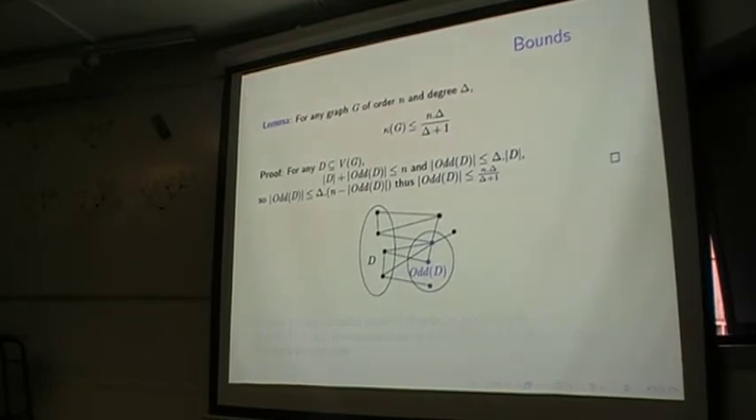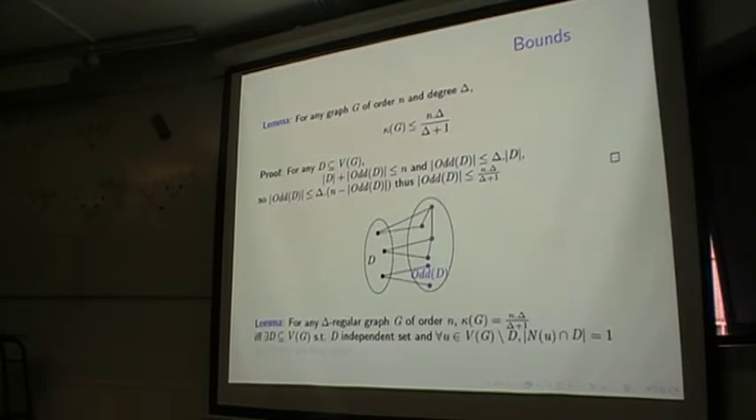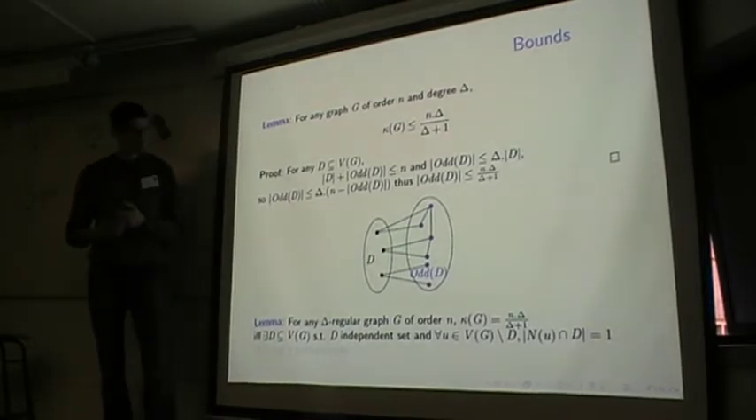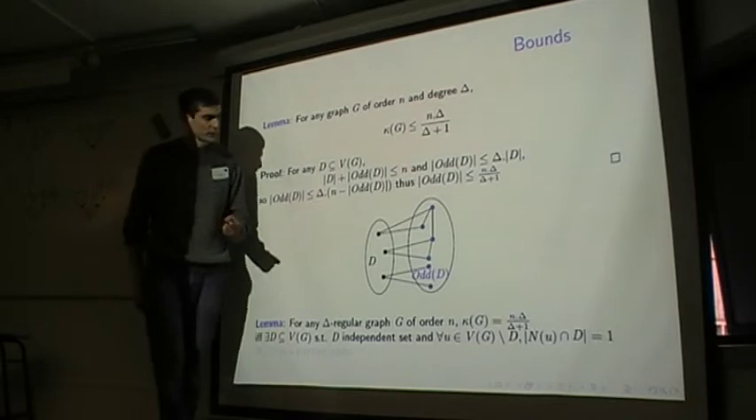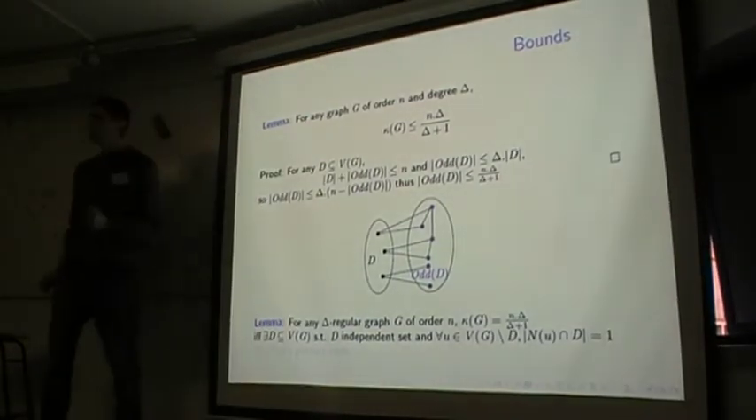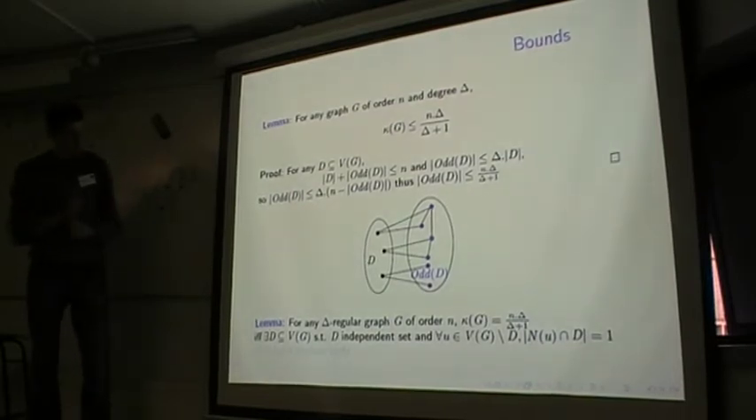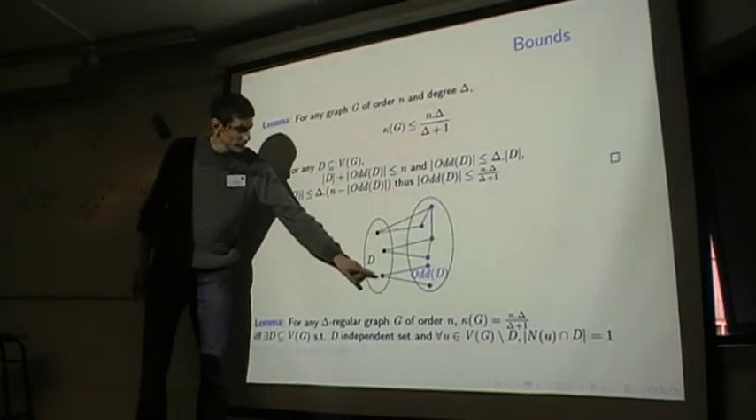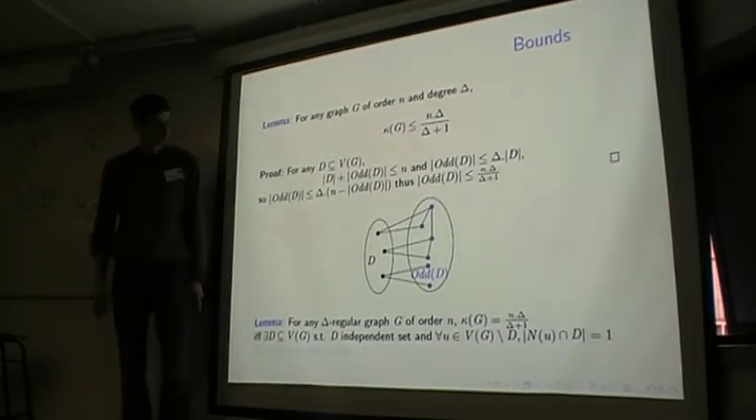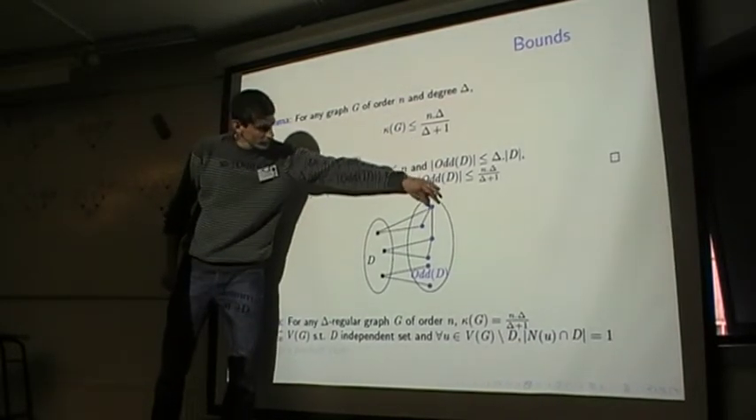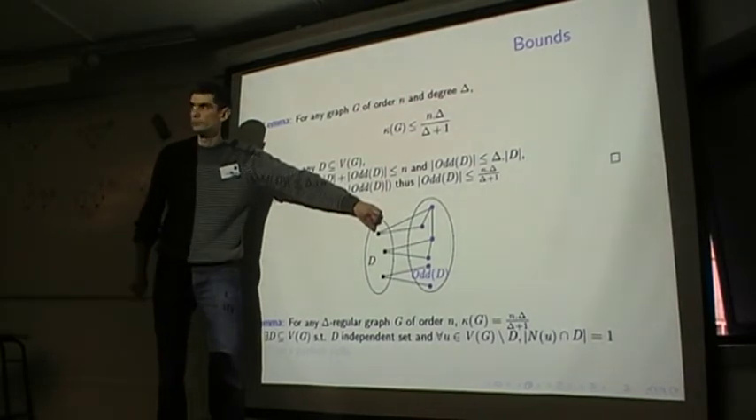Okay, so we have this upper bound, and is it possible to reach this upper bound? The answer is yes. If we take a regular graph, where all the vertices have the same degree, then the kappa of this graph is equal to this bound if and only if there is a set D of a particular kind. The set D must be an independent set, that is, there is no edge inside D. And moreover, if you take any vertex which is outside of D, this vertex has exactly one neighbor in D.